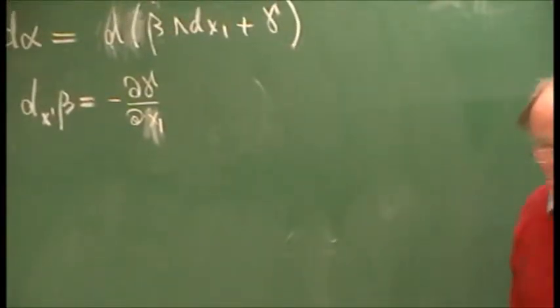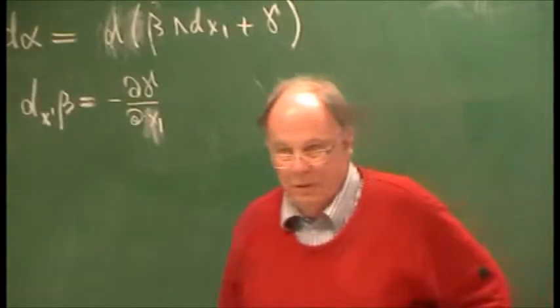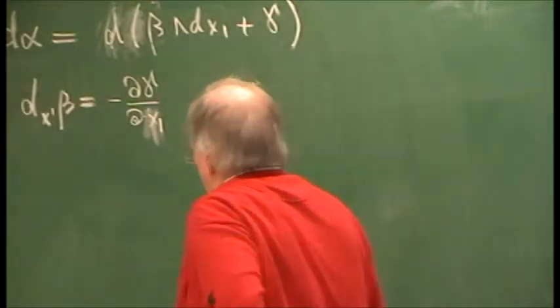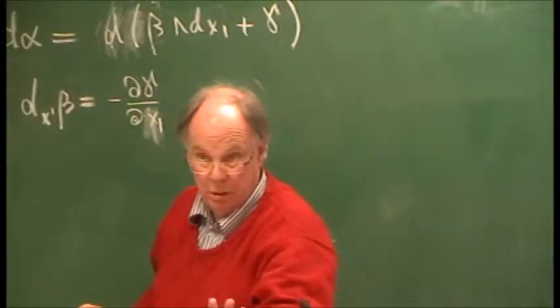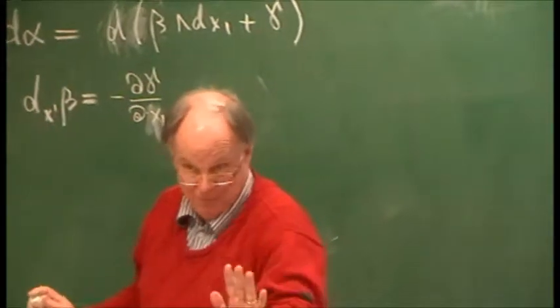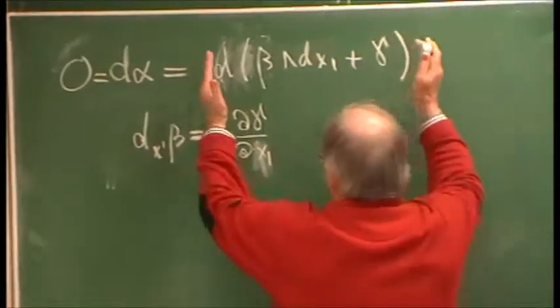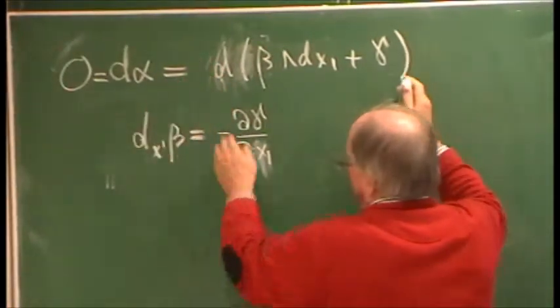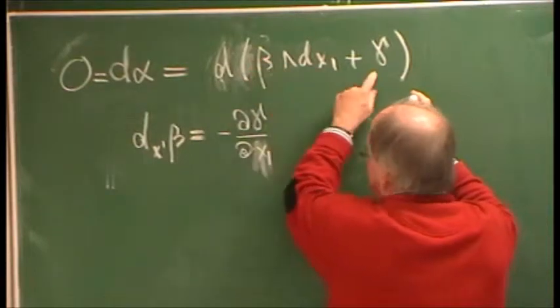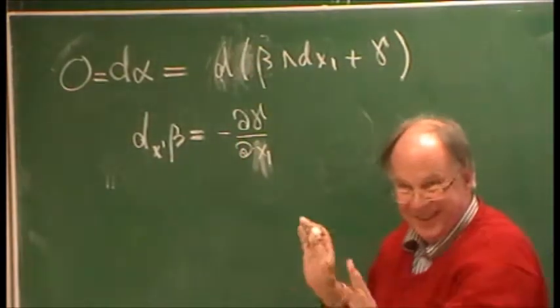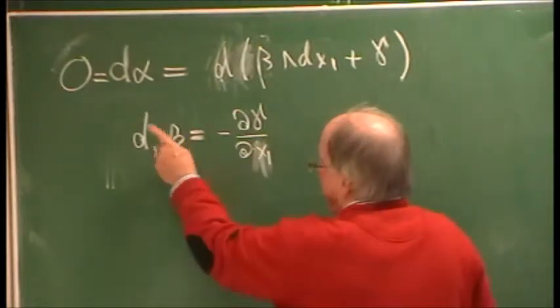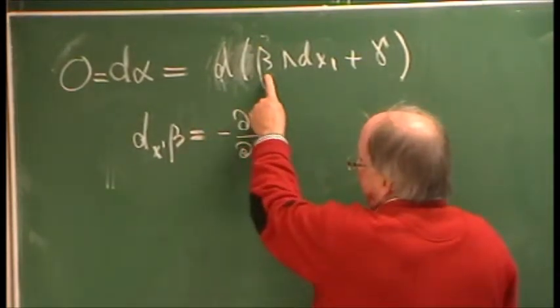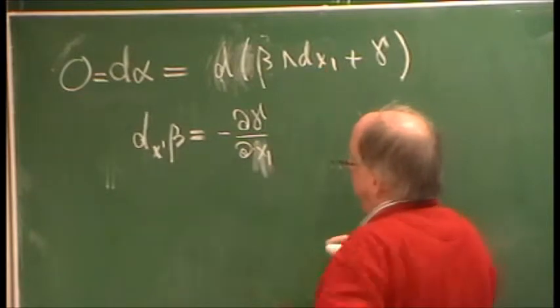Okay, well, we're finished. Professor, can you write out more explicitly how could it be 0 if you plug in dx prime beta and 0? Okay, first of all, d alpha is 0. I mean, that's the assumption. Second of all, that means this is 0. Third of all, that means I put this on one side and I put this on the other side with a minus sign. Okay?